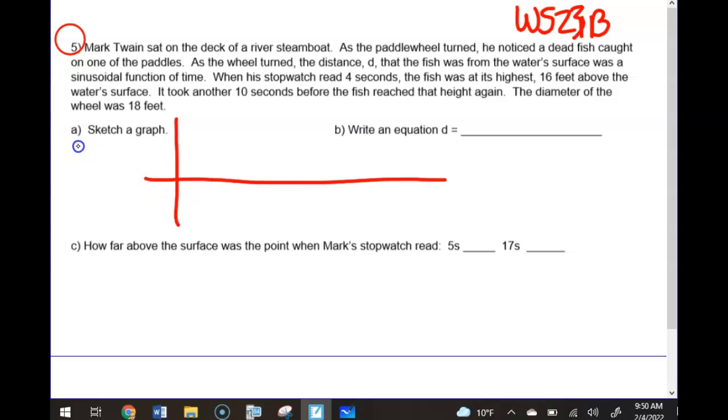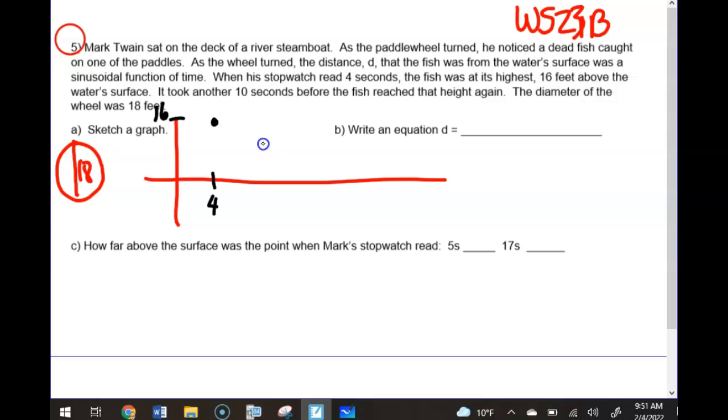What do we know? So here's the wheel. The wheel is 18 feet across. I just drew that so we can visualize what's happening here. But it says, as the wheel turned, the distance was a function of time. When his stopwatch read 4 seconds, the fish was at its highest. So 4 seconds in, I think we're going to need a horizontal shift here, or a phase shift. It was at its highest, 16 feet above the surface of the water.